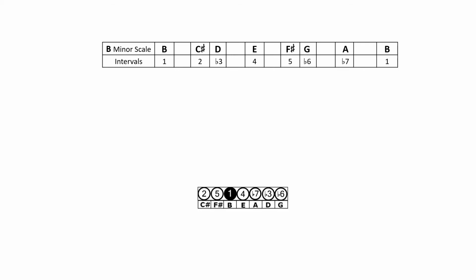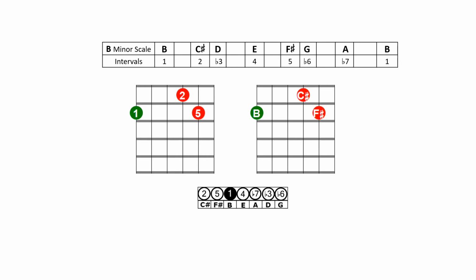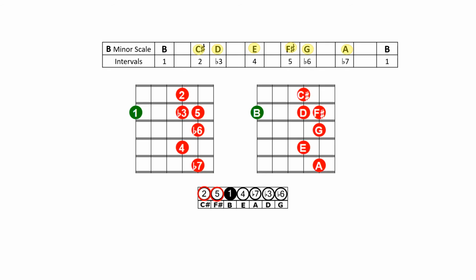Now that we know the notes in the B minor scale, let's begin identifying the pattern of seconds using our chart of fourths as a guide. Starting from the second and fifth scale degrees, which are notes C sharp and F sharp, we will find a minor second, major second interval pattern between the notes C sharp, D, E, followed by F sharp, G, A, on an adjacent string.